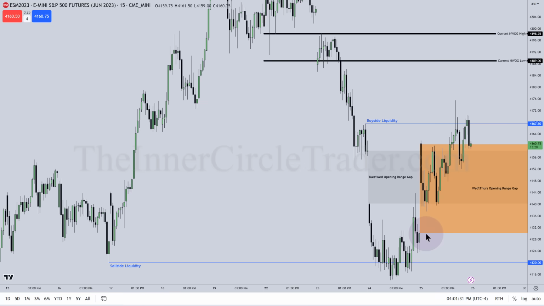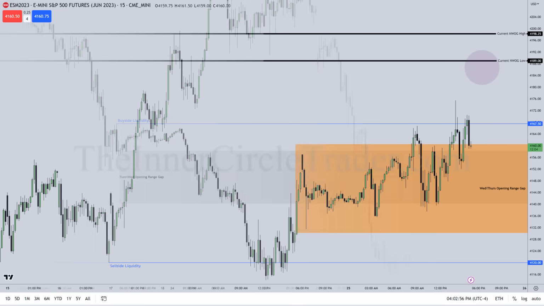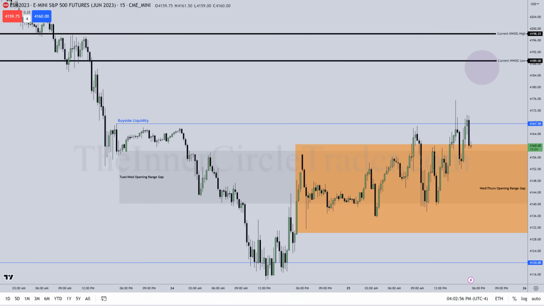But if you're going to hold a gun to my head and say, ICT, tell me right now what you think, I think that we're going to try to make an attempt to get down here and work towards this area here. That's what I think. If I'm wrong, it would need to go back above the current new week opening gap high for me to be bullish again. There you go. So now we have both of those gaps. We have the Tuesday, Wednesday opening range gap, and we have the Wednesday, Thursday opening range gap.